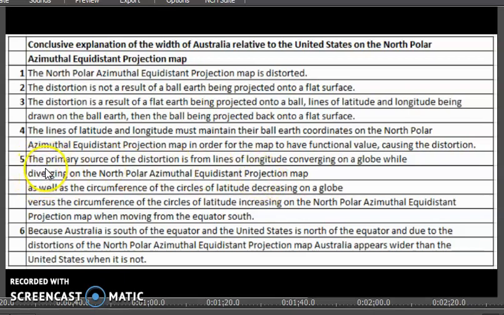The primary source of the distortion is from the lines of longitude converging on a globe while diverging on an azimuthal projection map, as well as the circumference of the circles of latitude decreasing on the globe versus the circumference of the circles of latitude increasing on an azimuthal map when moving from the equator south. Because Australia is south of the equator and because the United States is north of the equator, and due to the distortions of the North Polar Azimuthal Equidistant Projection Map, Australia appears wider than the United States when it is not.